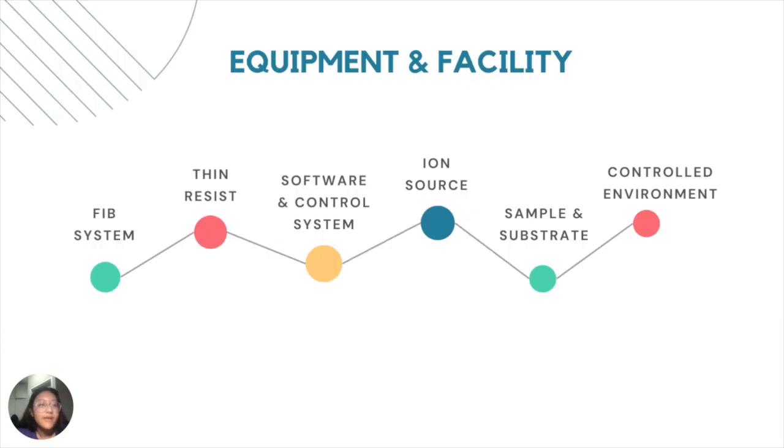For the equipment and facility, there will be the FIB system, the thin resist, the software and control system for the pattern design, ion source, sample, and substrate, like the silicon wafer, silicon nitride, silicon oxide, and the controlled environment like the laboratory.